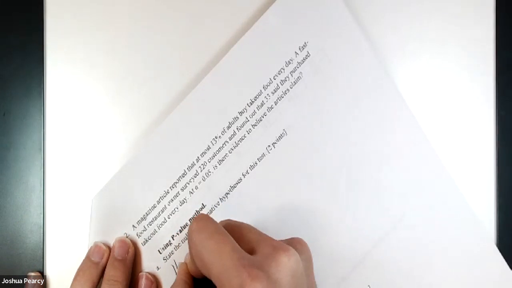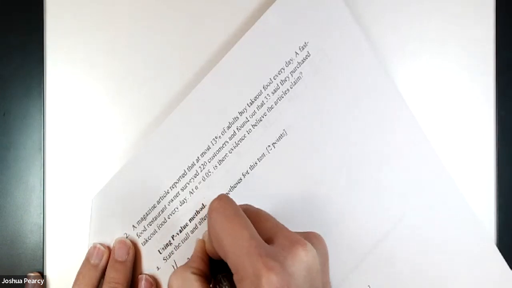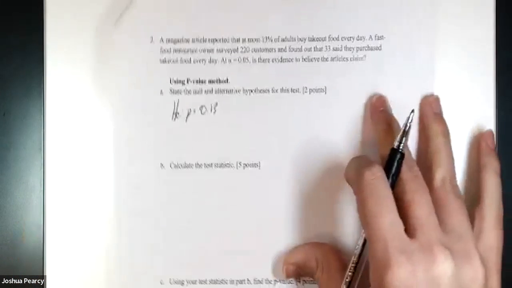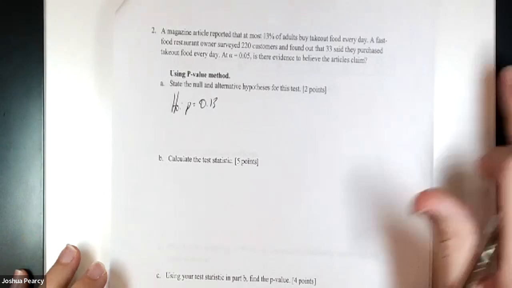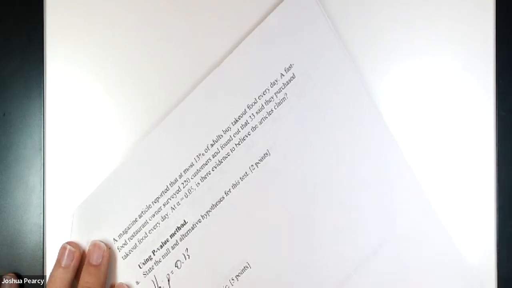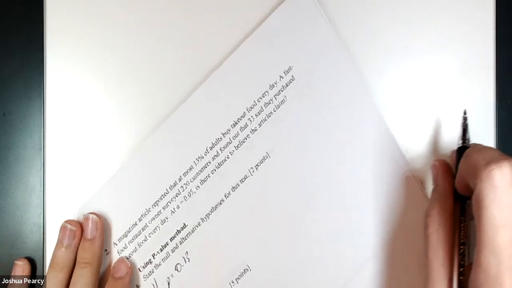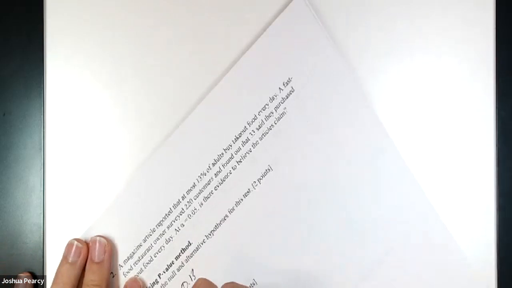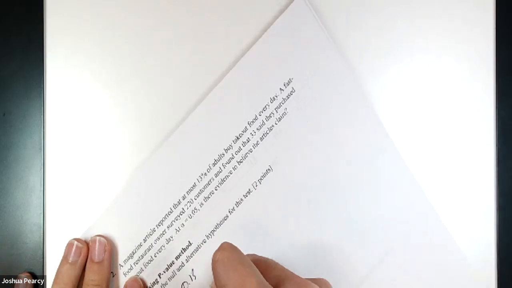Yep. So be careful. Some of you on exam 3 wrote mu equals 0.13. It should be p because you're dealing with the population proportion. And what is the alternative? Anyone got a guess? It doesn't indicate whether it's going to be less than or greater than, right? So it's not equal to. Not equal to 0.13.